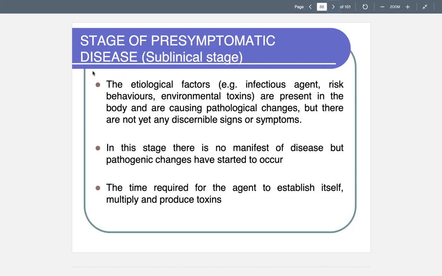Okay, stage of pre-symptomatic disease, meron tayong subclinical stage. This is where the etiological factors are present in the body and are causing pathological changes, but wala pang any signs or symptoms. Kaya subclinical stage. In this stage, there is no manifestation of the disease, but there are pathogenic changes that have started to occur.